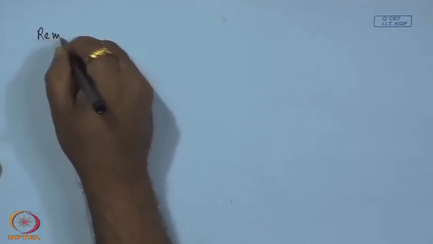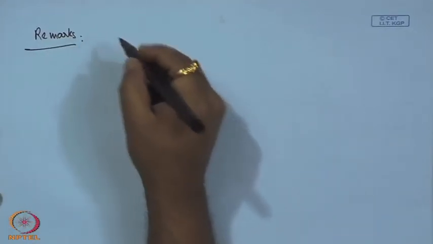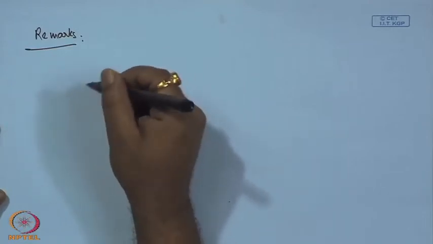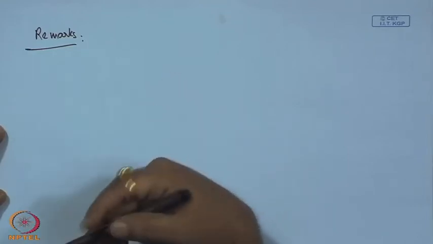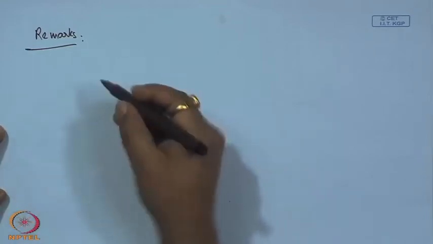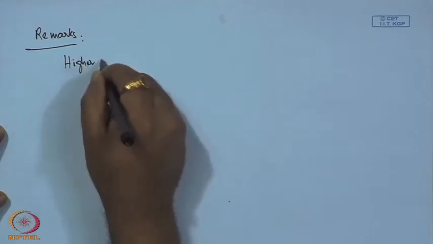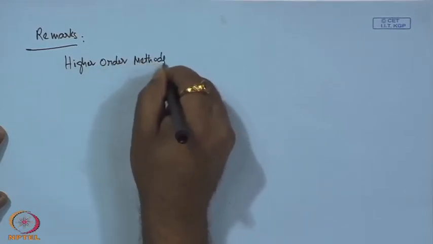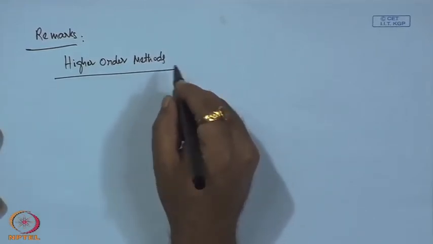Okay. So, now some remarks. We discussed finite difference methods. That is the highest, where we started with single step, multi step, and then we come to finite difference. So, there are higher order methods as well. What are these?